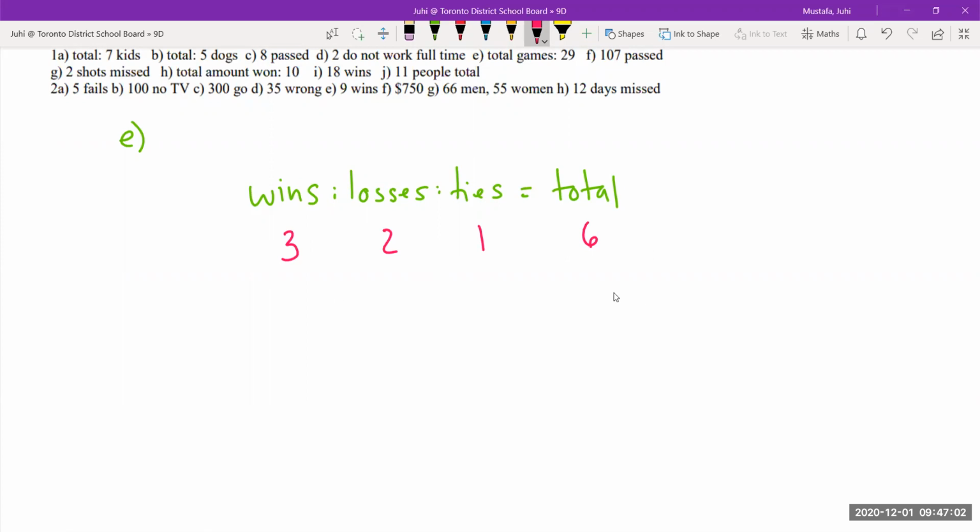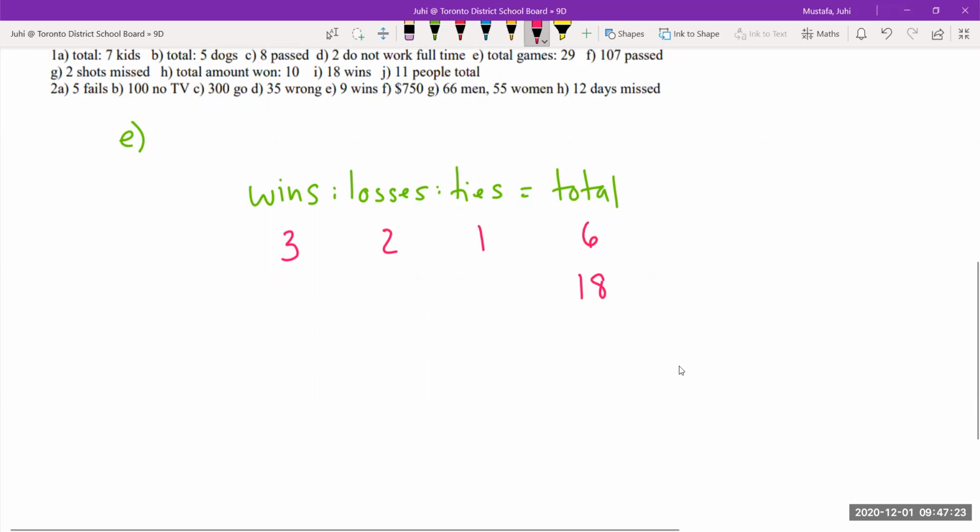I always say the first bit of information is the imaginary information, because usually in a season there aren't just 6 games. This is sort of like the imaginary ratio. If the team played 18 games, so now we're talking about real numbers. If they played 18 games, do you think that's going to go under wins, losses, ties, or total? Yeah, that's the total number of games that they've played.